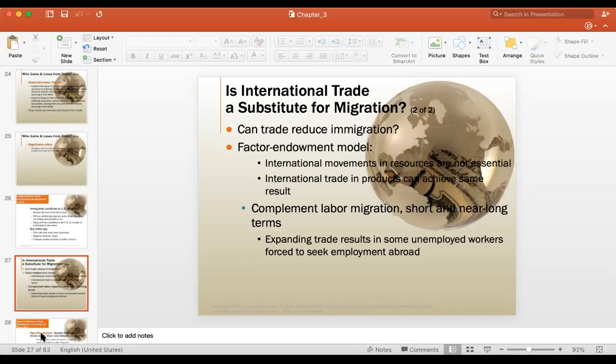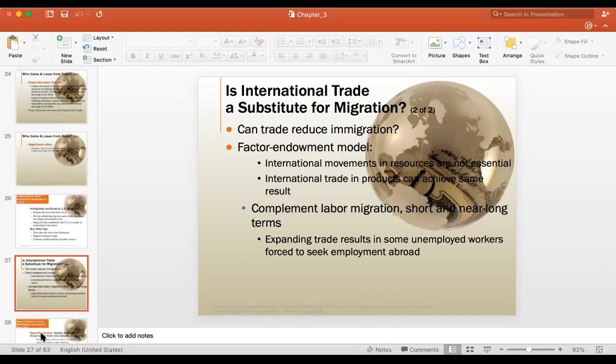Immigration and trade are substitutes in the long run. So this is another likely multiple choice question, by the way. So make sure you pay attention. In the long run, again, trade and immigration are substitutes. In the short run, trade and immigration are complements.